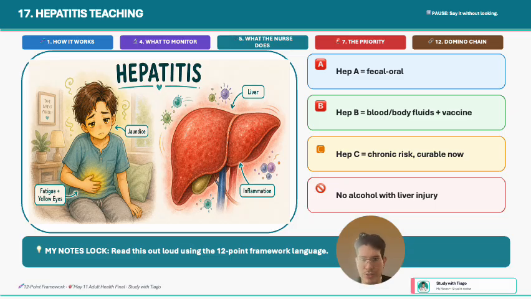For liver protection in general, avoid alcohol. We should always avoid alcohol, but check before using acetaminophen or supplements. Take medications only as directed and report worsening jaundice, confusion, bleeding, severe abdominal pain, or vomiting blood. Here's your memory hook: hepatitis teaching has two lanes. Protect other people from exposure and protect the liver from more injury.